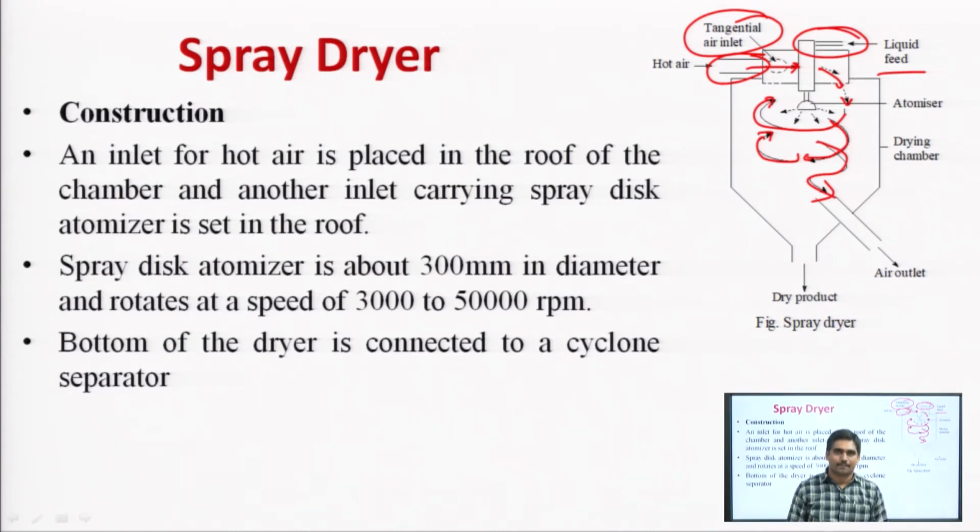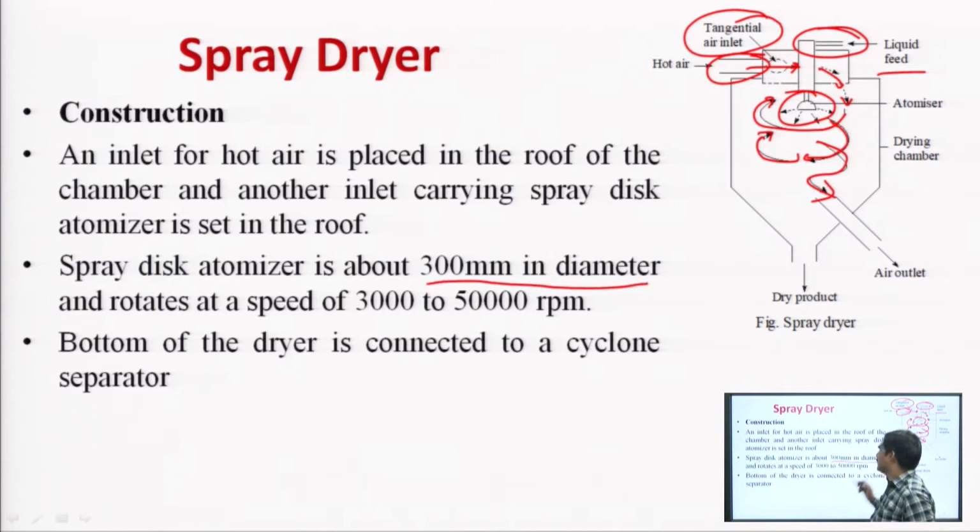The atomizer of the spray dryer is about 300 millimeter in diameter and its speed of rotation is 3000 to 5000 rpm. The bottom of the dryer is connected to a cyclone separator.